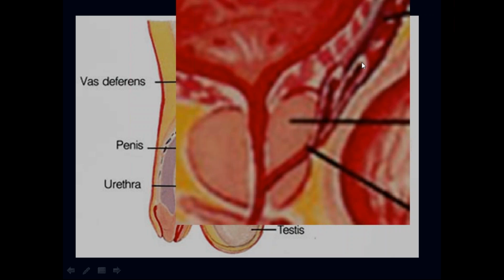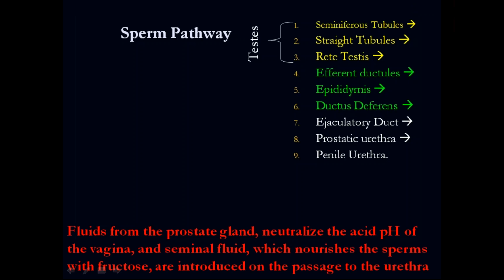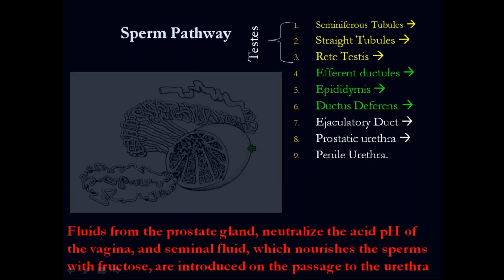This is the seminal vesicle gland. On this side is coming the vas deferens. This is the seminal vesicle duct coming from the seminal vesicle gland. And here the vas deferens forms, and this portion is called the ejaculatory duct. So the ejaculatory duct is going to join the prostatic urethra and then go to the urethra.